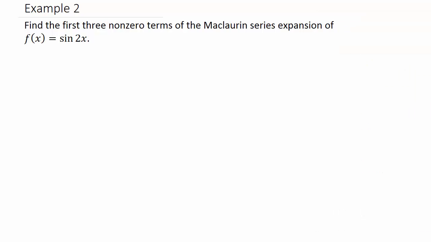Alright, let's look at the second example. Find the first 3 non-zero terms of the Maclaurin series expansion of f of x equals sine of 2x.